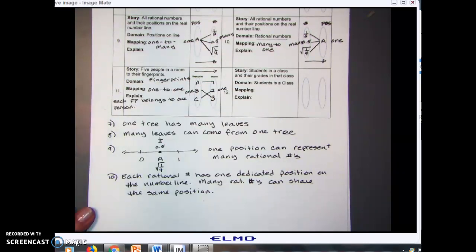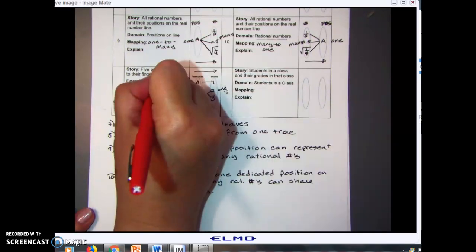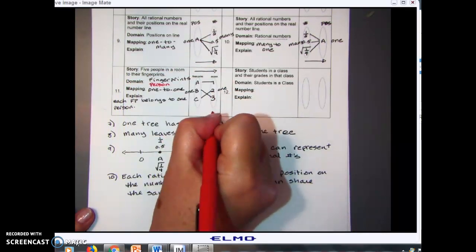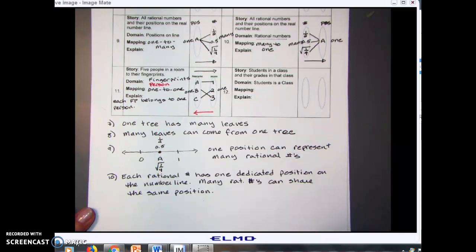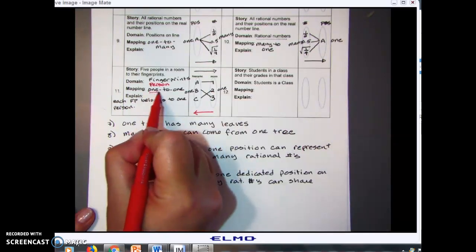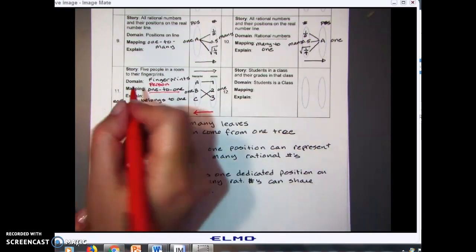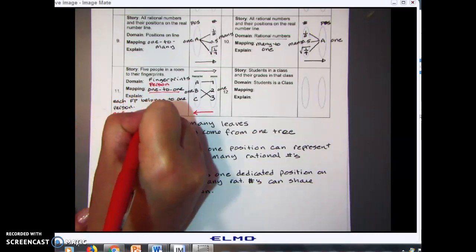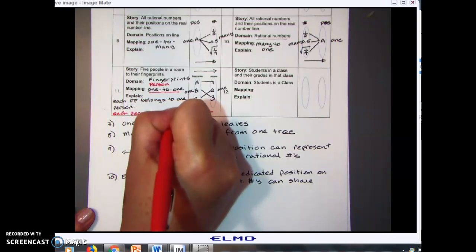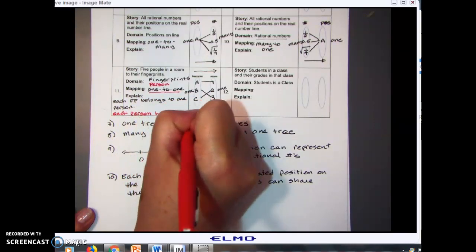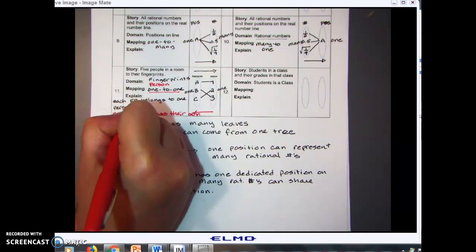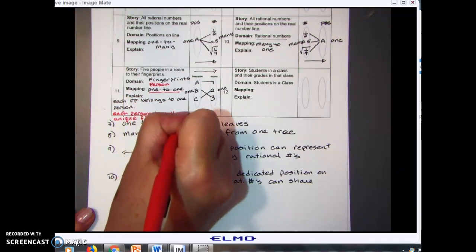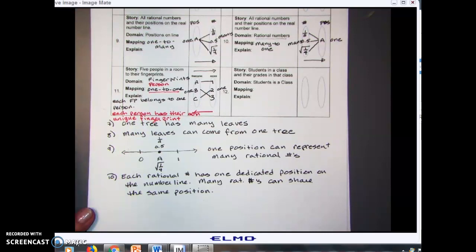Okay, now if we let the domain be the person, so this would be a separate question, so you would be starting over again. That means that you're starting with the person and finishing with the fingerprints. But in that case, we are still a one-to-one mapping. And then the explanation would be each person has their own unique fingerprint. So you have two choices on that one.